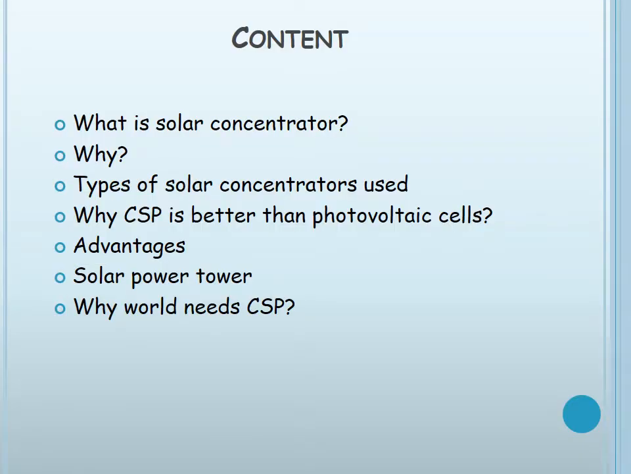Here we have the contents. First, what is a solar concentrator and why we can use it. Then we're going to talk about different types of solar concentrators used. Then why concentrated solar power is better than that of the photovoltaic cells. So that's what we're going to discuss. And then we're going to talk about a few advantages. Then we're going to talk about another concept called solar power tower. And we're also going to talk about something which is related to the whole world, something like why we need concentrated solar power, which is CSP, the short form. So just in case if you don't get it.